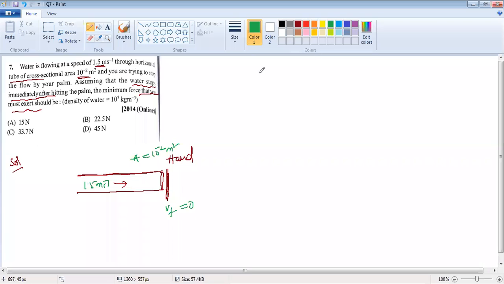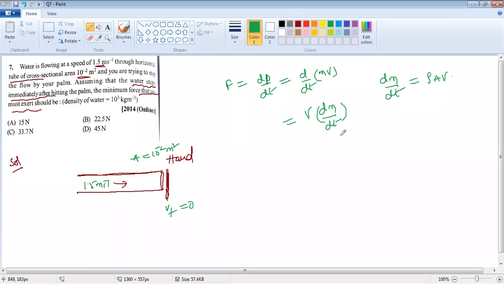Then the force you ask, this is the variable mass concept. Now the force equals dp by dt, that is d by dt of mv. Now this is v into dm by dt. We discussed in the last class, dm by dt is equal to rho av. Here the final velocity is 0, it stops here, so you can take only one rho av. Otherwise, if it is bounced back, then let us take 2 rho av. So F is equal to v into rho av. Then the force equals rho av square.